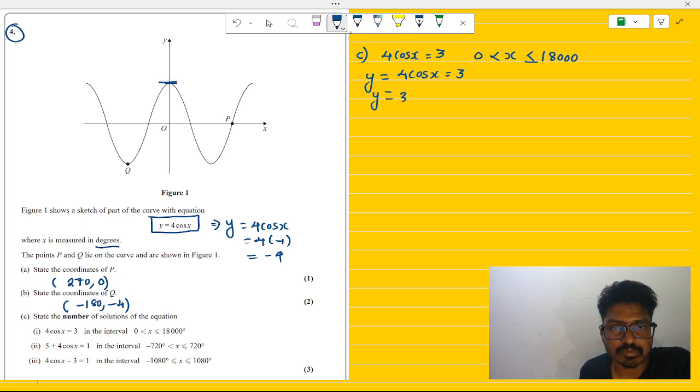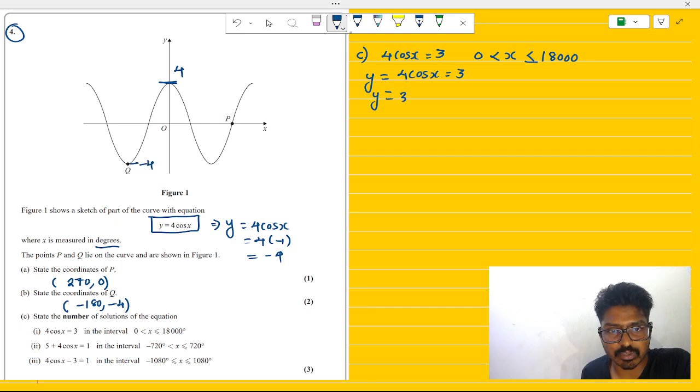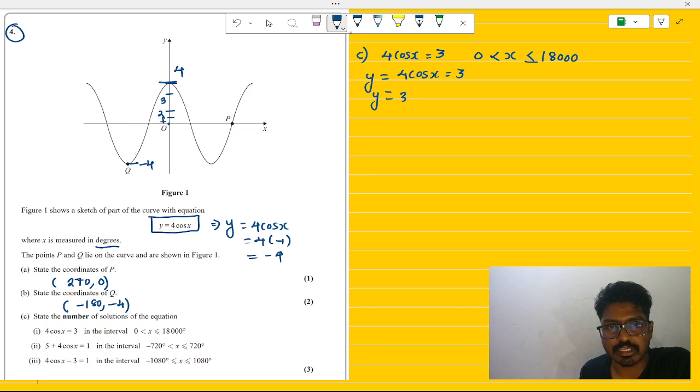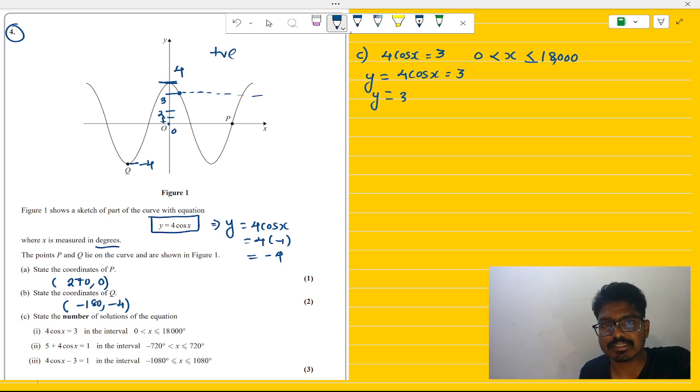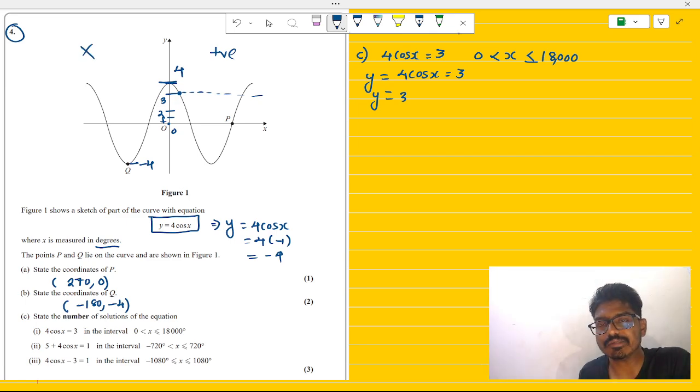Here this will be 4 and this will be negative 4, which we already found, so the 3 would be somewhere here, right? This would be 2, this would be 1 and 0. So how many points does 3 touch when we extend the line only on the positive side, because our interval 0 to 18,000 is for the positive x-axis only. So negative values we don't need to look at, because the interval starts at 0.